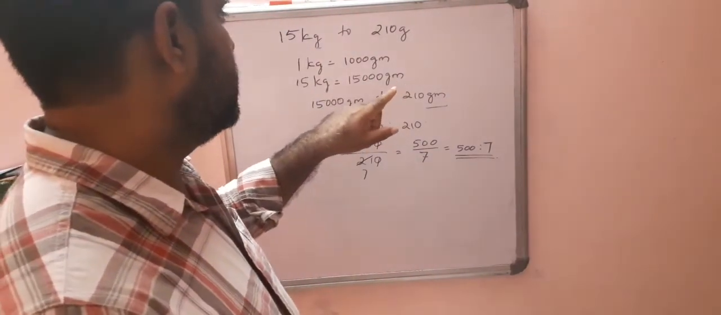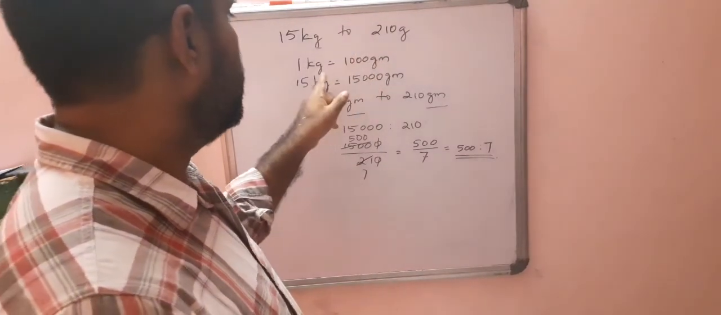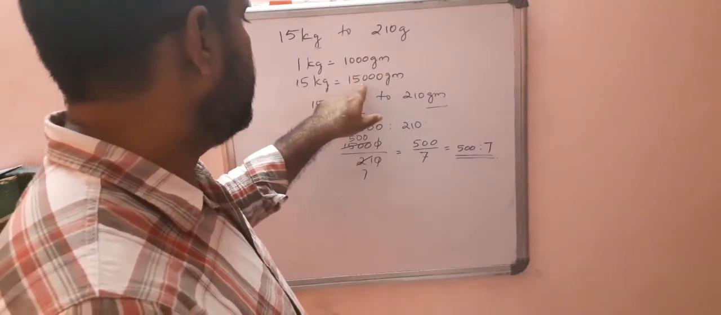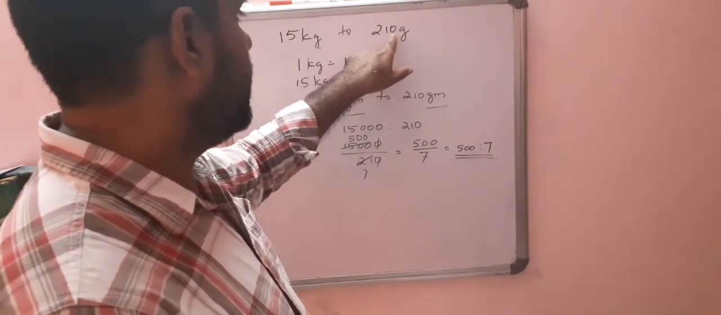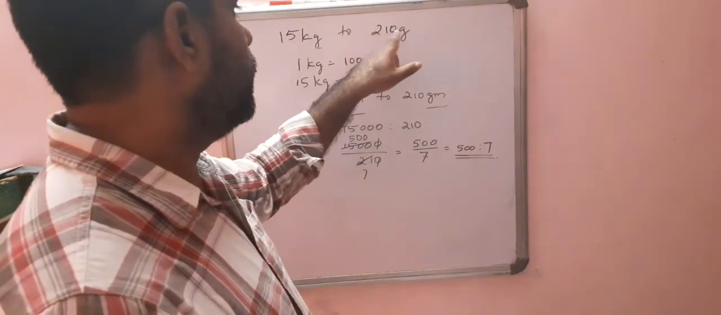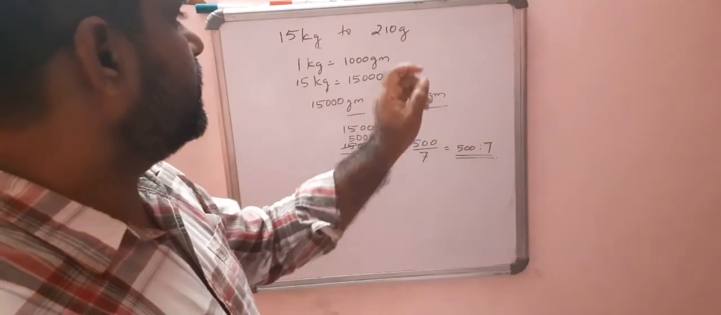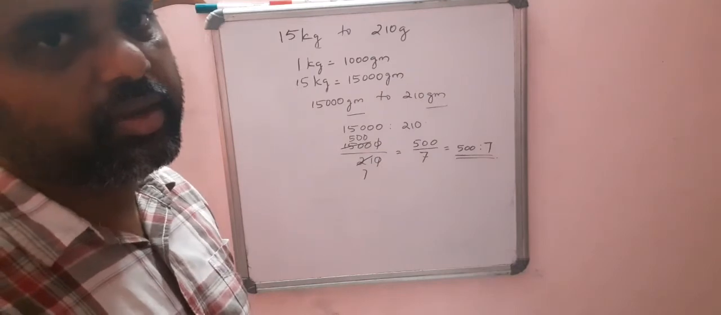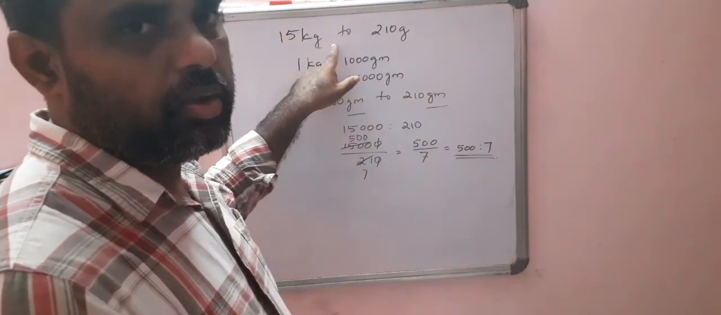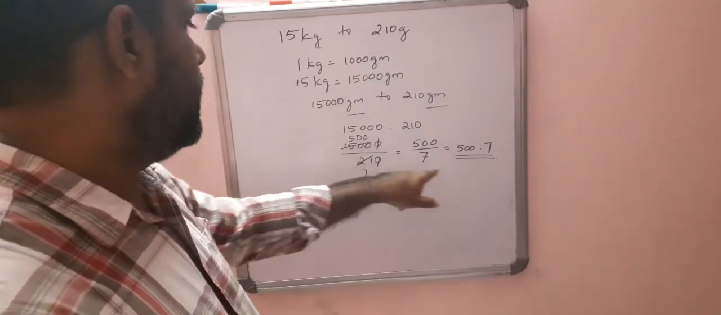The other way is you have to make this gram to kilogram. When you make kilogram to gram, you have to multiply by 1000. But when you make a gram to kilogram, you have to divide by 1000. That way it will come as 0.210. And then you have to write like 15 is to 0.210, and then do the calculation. But this is the best, easiest way for finding the ratio here. So I converted kilogram to gram and we got this value.